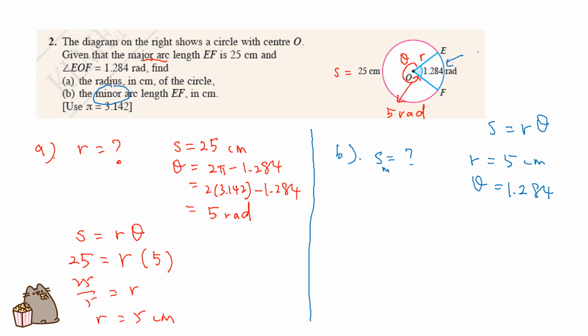1.284. So make sure you understand which part we are going to find, and it will become very easy. So S of the minor part is R theta, 5 times 1.284. So the final answer will be 6.420 centimeters.